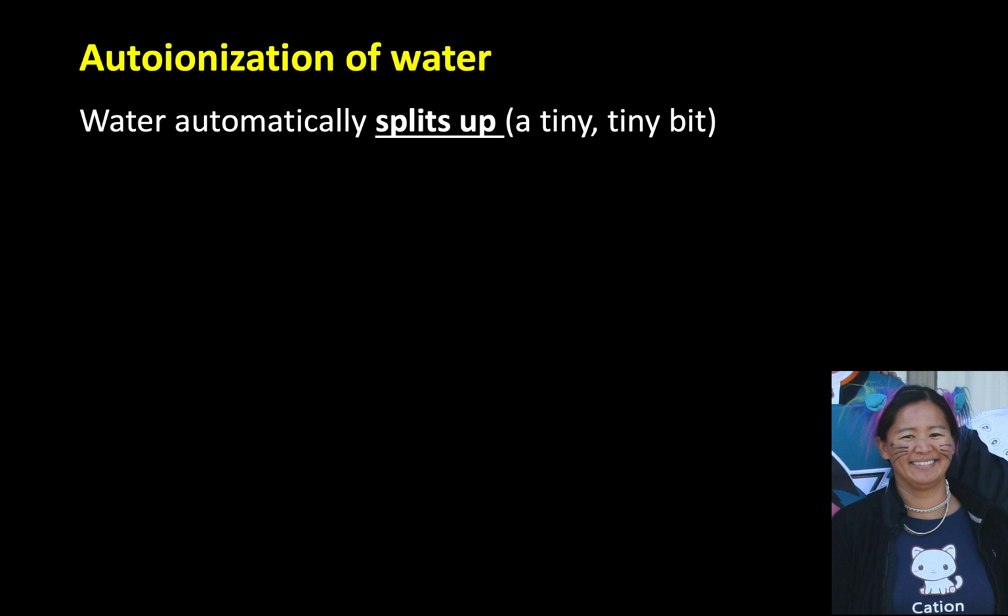Now water itself will actually split up a tiny, tiny bit all by itself. So it's almost like a very, very weak acid and very, very weak base. That's called the autoionization of water. So there's the equation for it. We can see that equilibrium symbol there. So some of it will split up, and these ions will come right back together to form water.